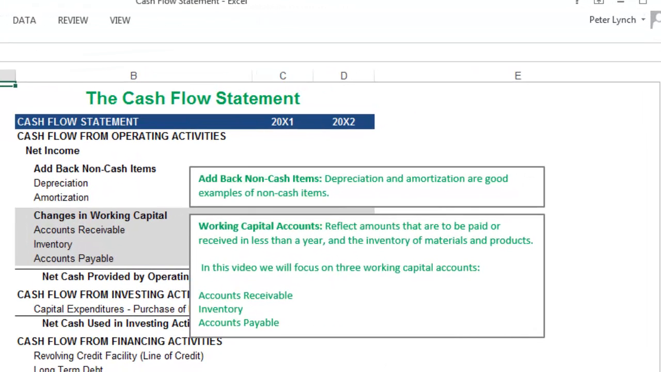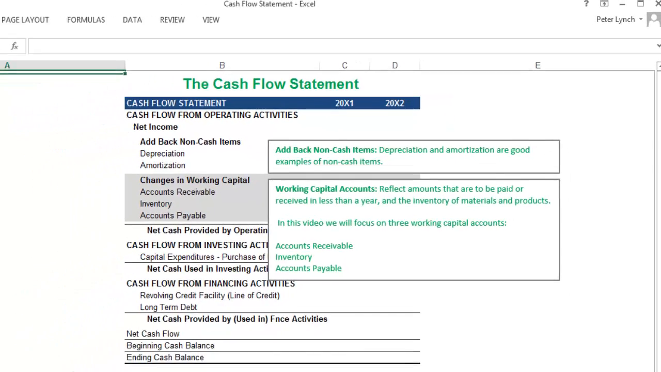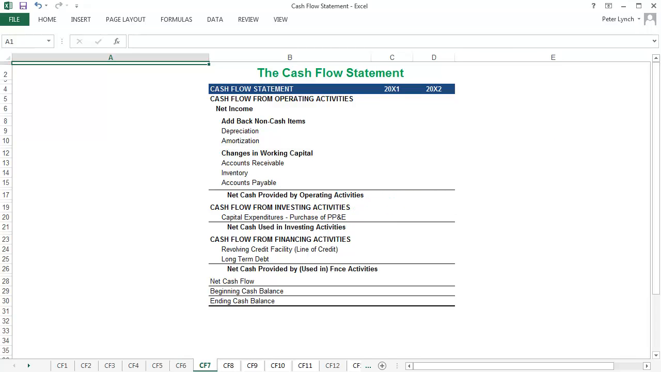And to provide a brief description of working capital accounts, these reflect amounts that are to be paid or received in less than a year, and the inventory of materials and products. In this video, we will be focusing on three working capital accounts: accounts receivable, inventory, and accounts payable. Under cash flow from investing activities, you will find capital expenditures. Capital expenditures include the purchase of long-term assets or property, plant, and equipment.